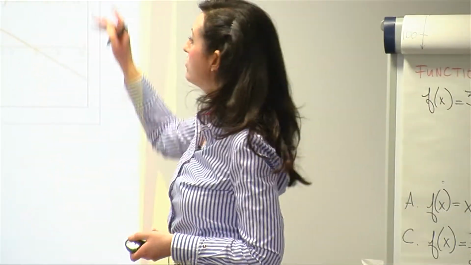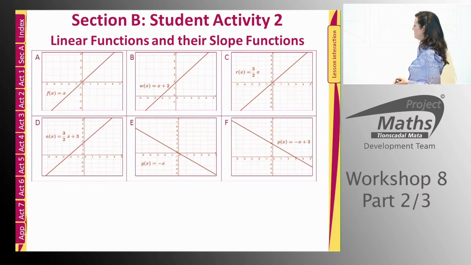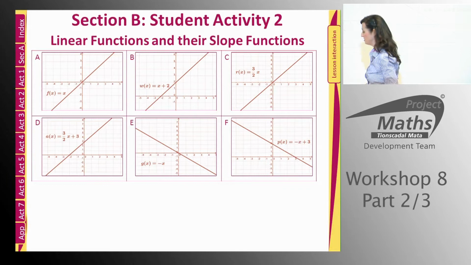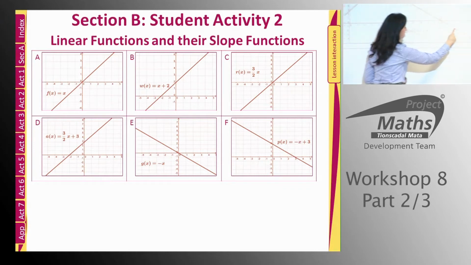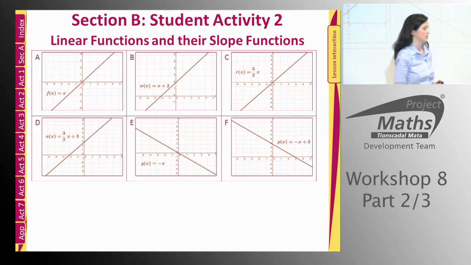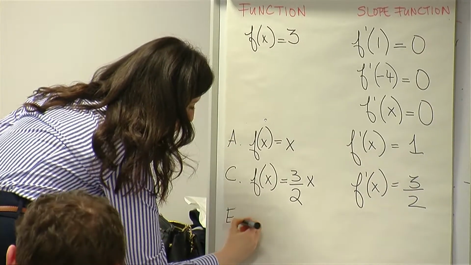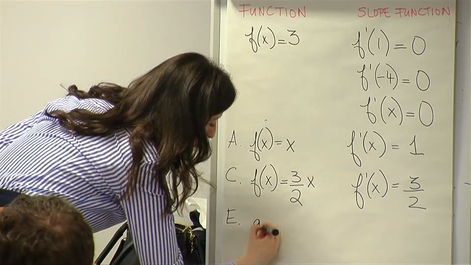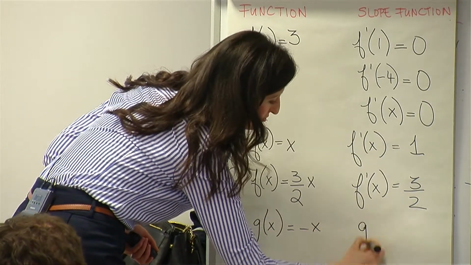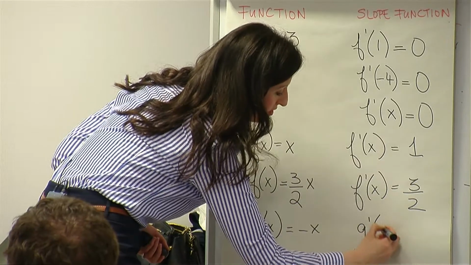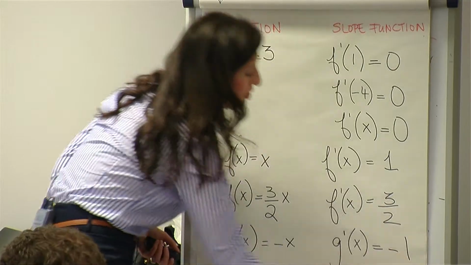Okay. Then we have E. So what's the slope all along that line? What's the rate of change at this exact point? Minus 1. Okay, so my slope function is minus 1. Now, sorry, this one's called g of x. So my slope function will be called g prime of x, or g dash of x, and it's minus 1.